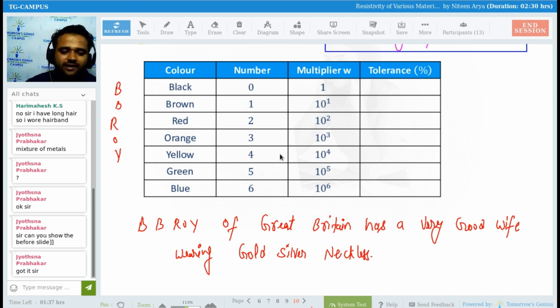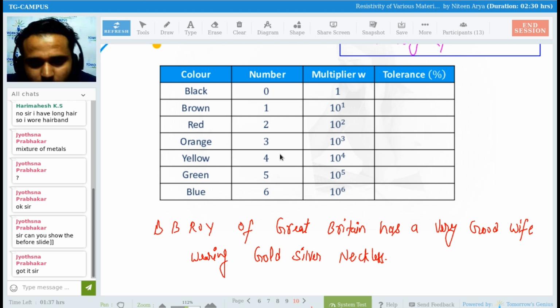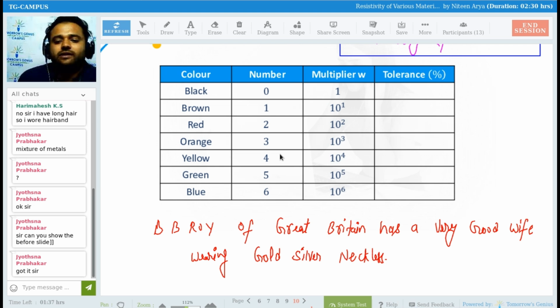Okay, now you understand in this way. See how you can rearrange this terminology. You either learn it by heart, or remember it, or you can make your own. But this is what we have properly used for years. So: B.B. Roy of Great Britain has a very good wife wearing gold silver necklace.